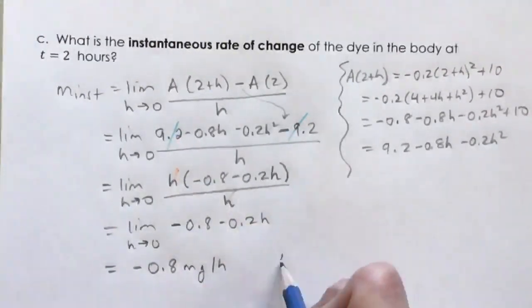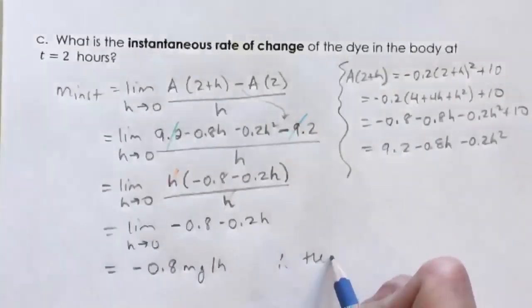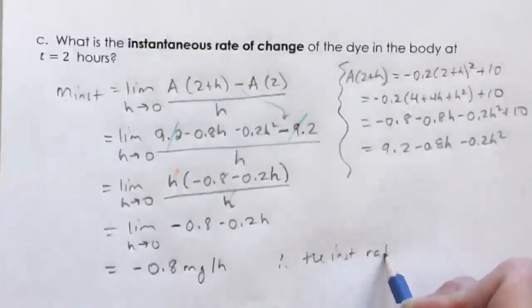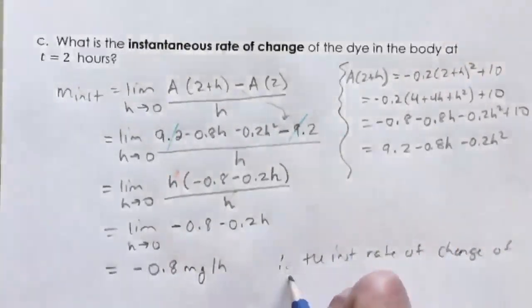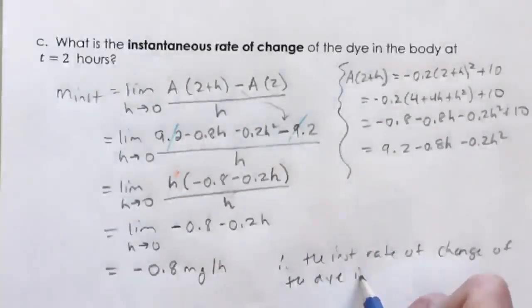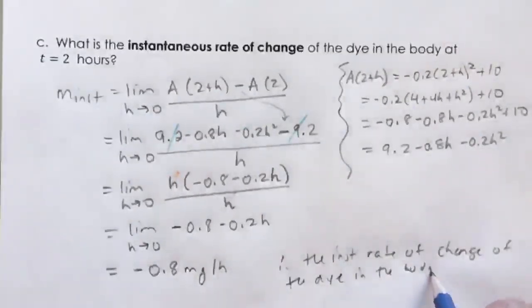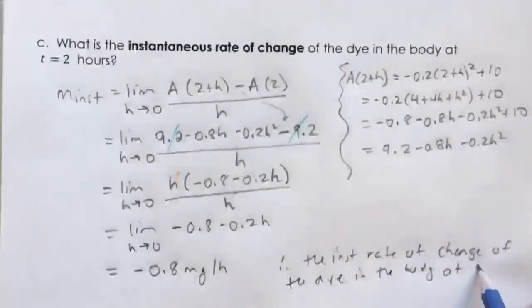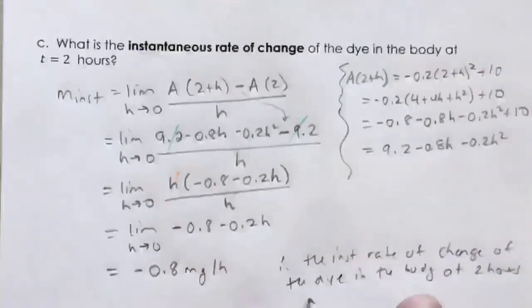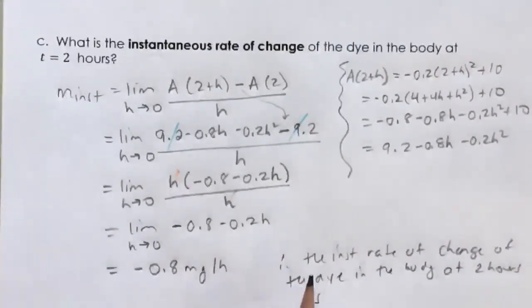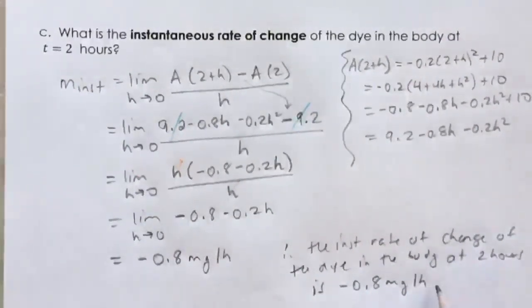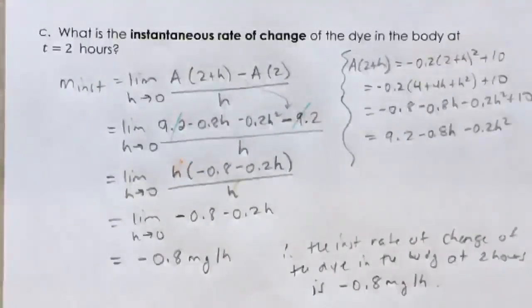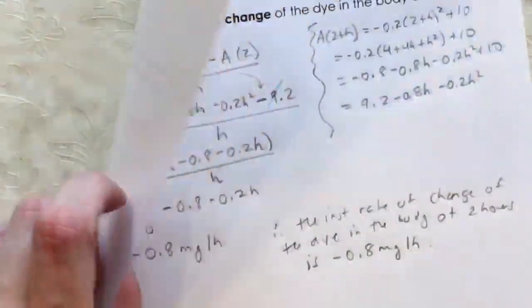So therefore, the instantaneous rate of change of the dye in the body at 2 hours is negative 0.8 milligrams per hour. And that was the last question.